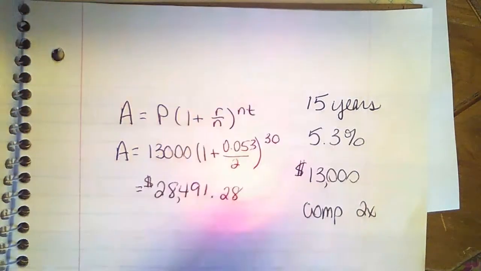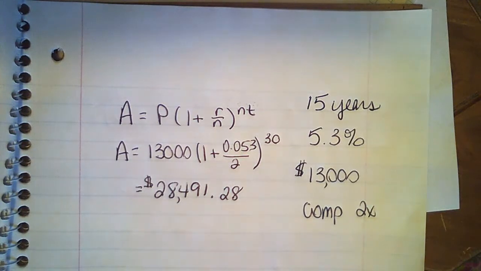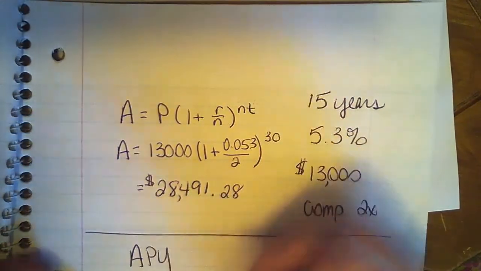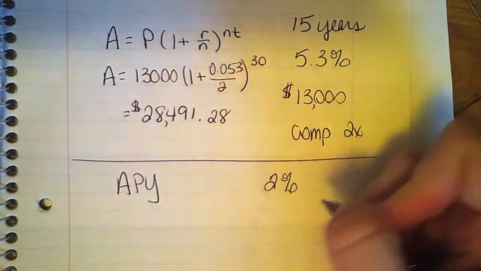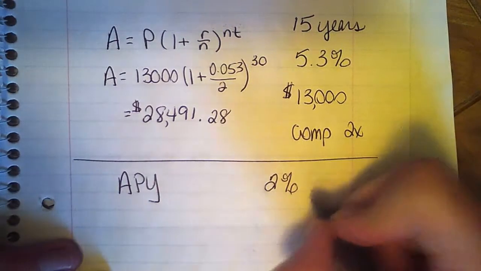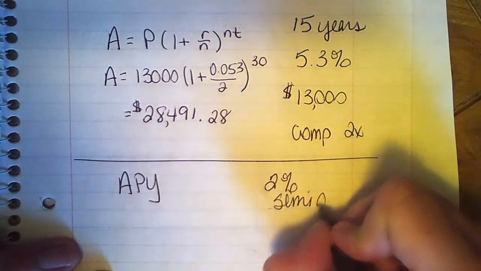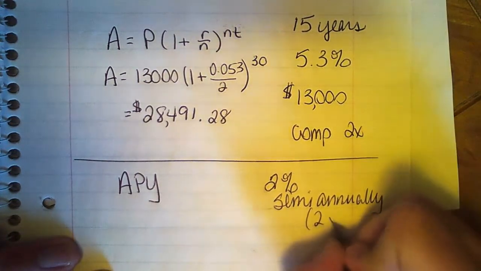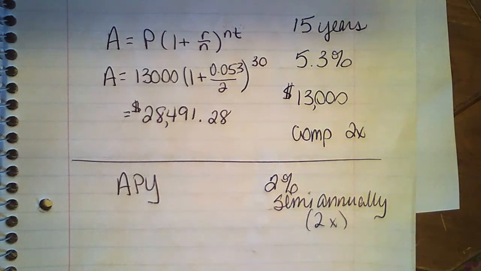All right, so I have a next one. Find the APY, the annual percentage yield, corresponding to the following nominal rate. So if I've got 2%, I'm trying to find the APY, and I'm compounding semi-annually. Semi-annually, remember, means twice per year. So that's 2 times per year. I'm given the following nominal rate.